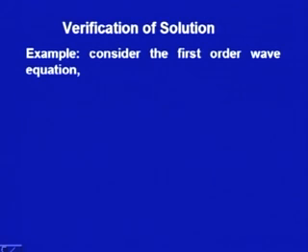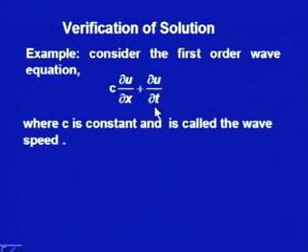So, let us take one example. Consider this first order wave equation: c times del u over del x plus del u over del t is equal to 0, where c is a constant and this is called the wave speed.